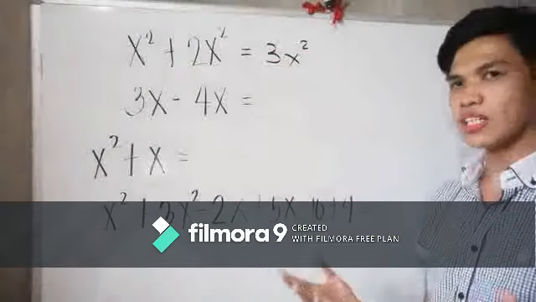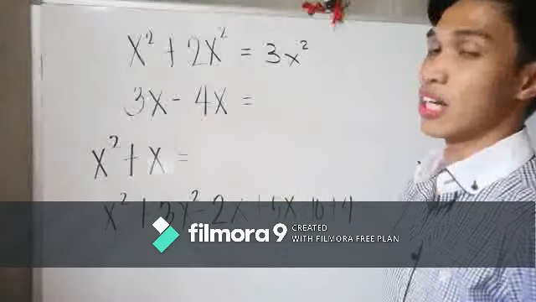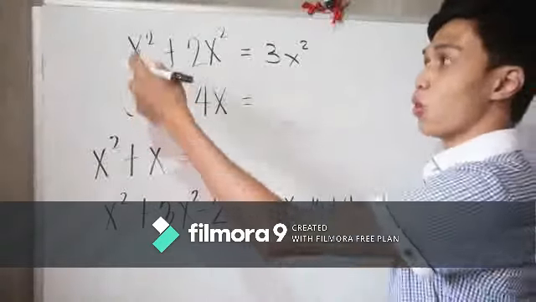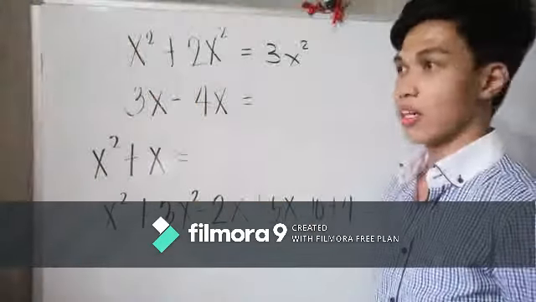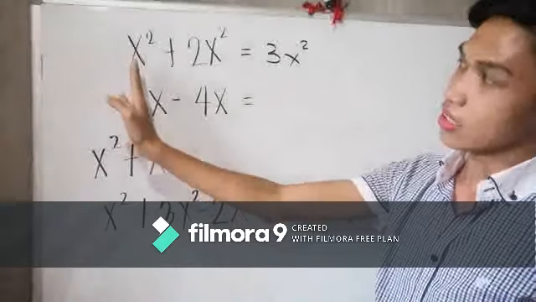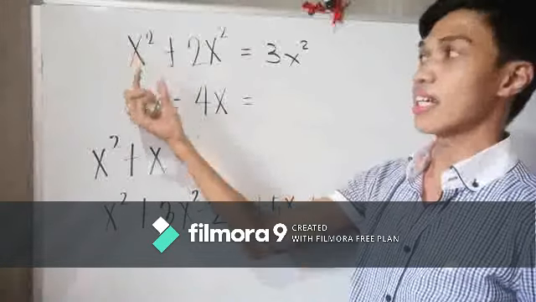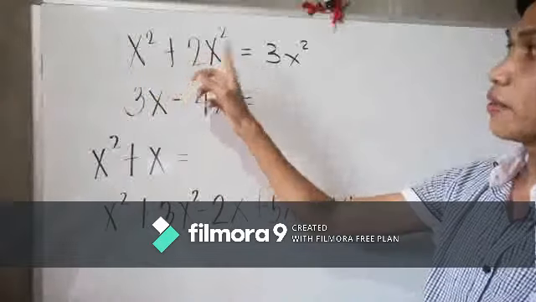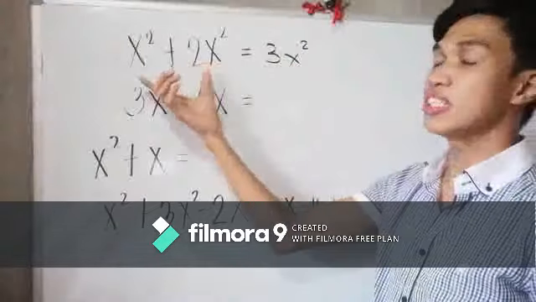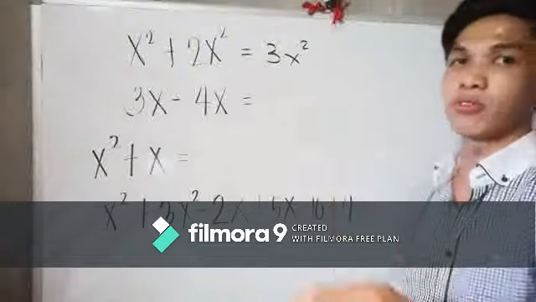Okay, so sir, why 3x squared? In order to add these two, we need to look first for our numerical coefficient. The numerical coefficient of x squared would be 1, or the invisible 1. I call that a ghost number because it is always on the left side of the literal coefficient. So that would be 1, then plus 2, that would be 3. So that would be 3x squared. We just need to copy the literal coefficient and the exponent.